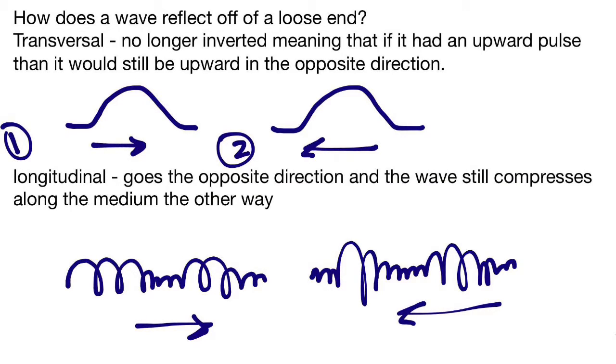So when waves are reflecting off of a loose end, transversal waves are no longer inverted, meaning that if they had an upward pulse, then it would still be upward in the opposite direction. And for longitudinal waves, they go the opposite direction and the wave still compresses along the medium the other way.